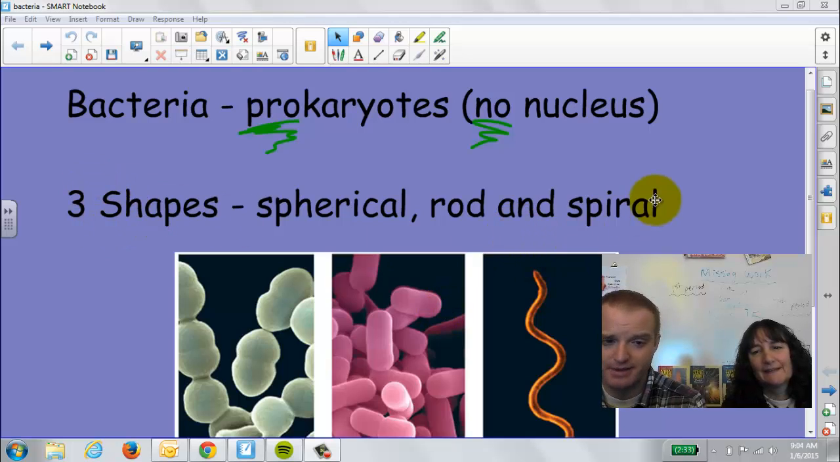And they come in three major shapes. We have spherical, rod, or spiral, also known as cocci, bacilli, and spirilla. So we'll look more at those in the next few days, and look at these types individually under the microscope too, if we can.